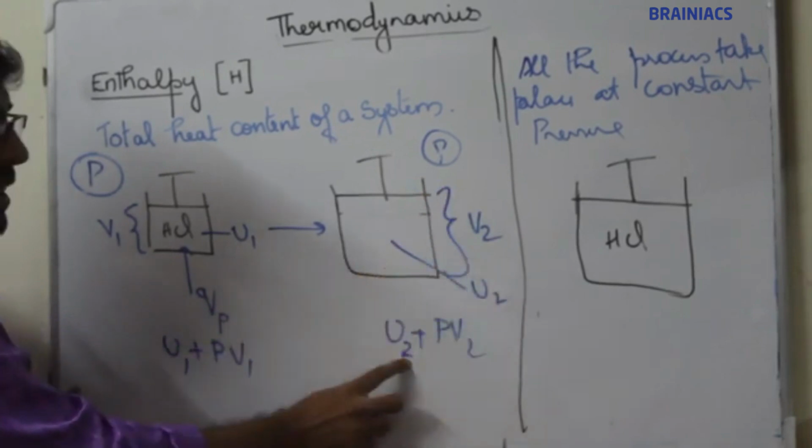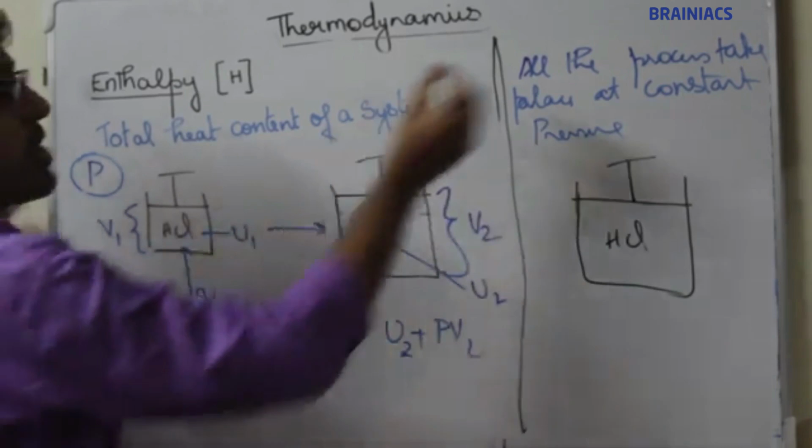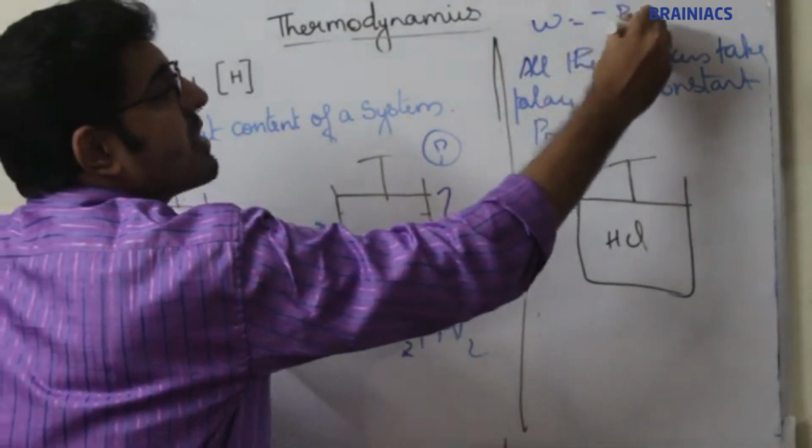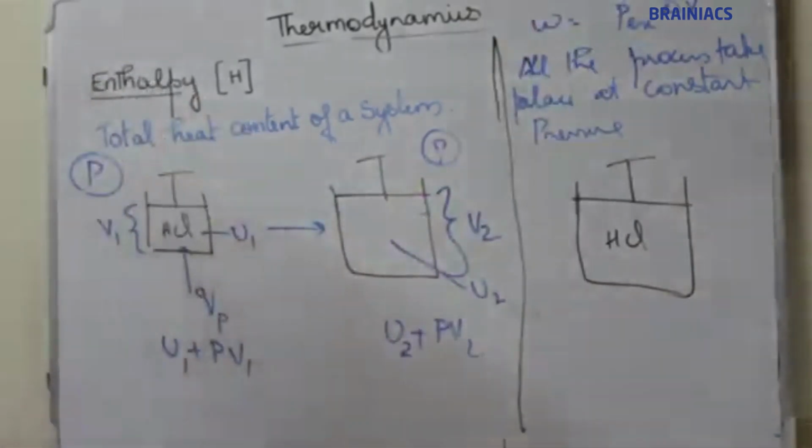So U1 is the internal energy plus the work energy, which is PV2. The work equation is minus P external into delta V. Neglecting that minus, okay, PV2. I think it's clear till here.